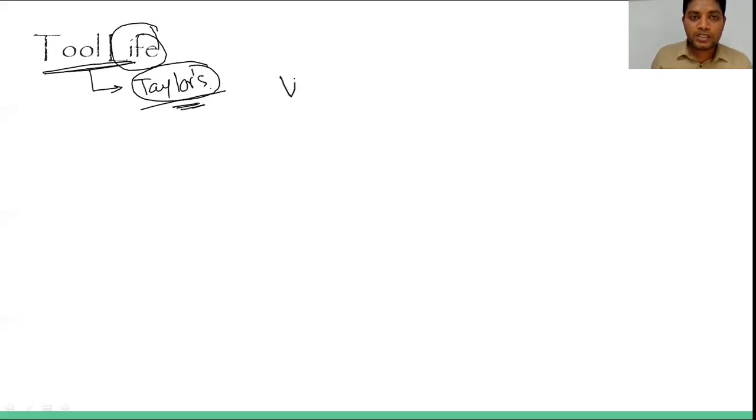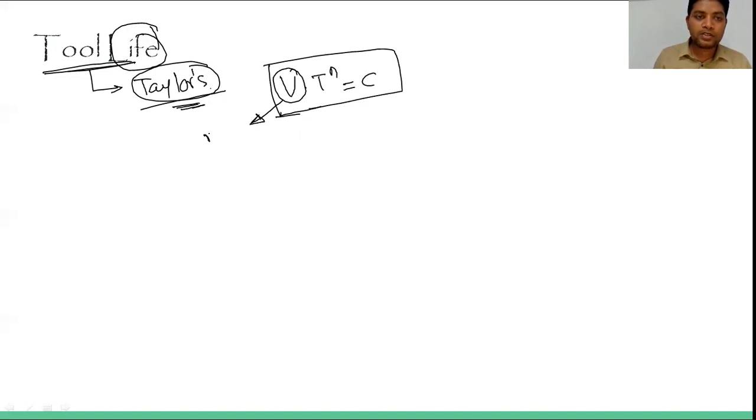This equation is V T^n = constant. What do these parameters mean? V is the cutting speed, which is always calculated in meters per minute. And T is the time, or the tool life, which is calculated in minutes.